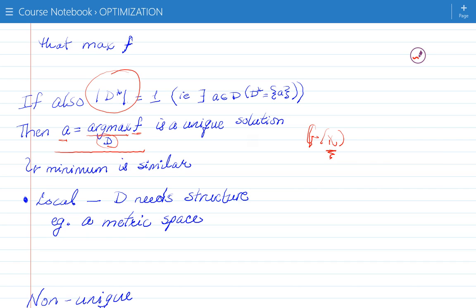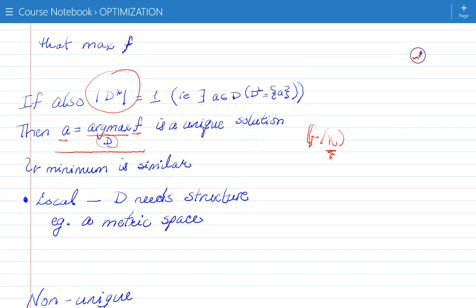Now, finding a minimum would be the same concept. We're looking for the values that minimize a function. What are the values in the domain that provide the lowest value of the range of the function? That would be a minimum, and you would write that as argmin f. Now, this is a global optimum, which means across the whole set, we are identifying those values that maximize the function. What will be of great interest to us will be unique maximum and local maximum.